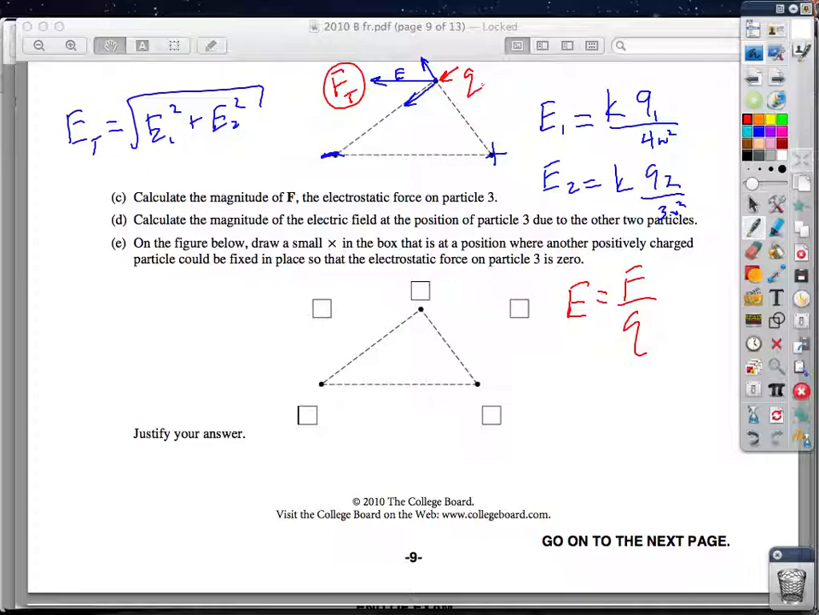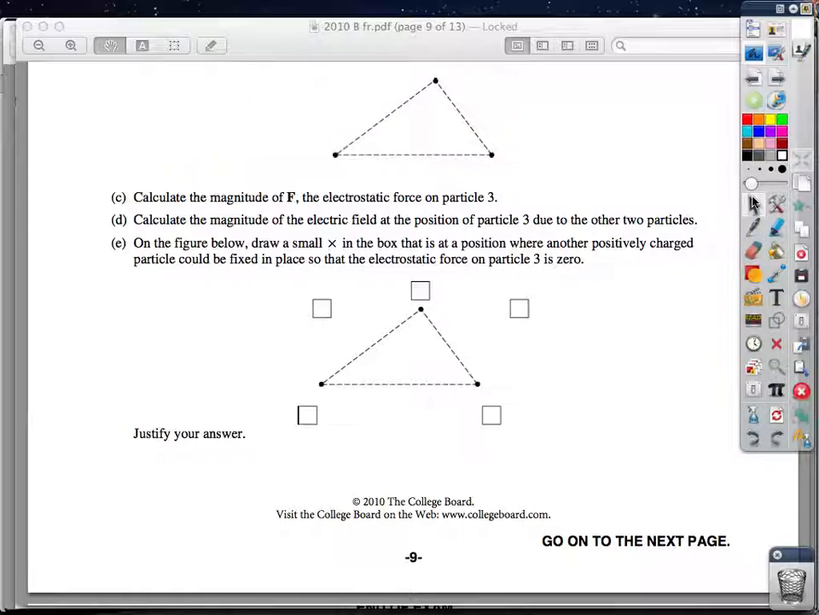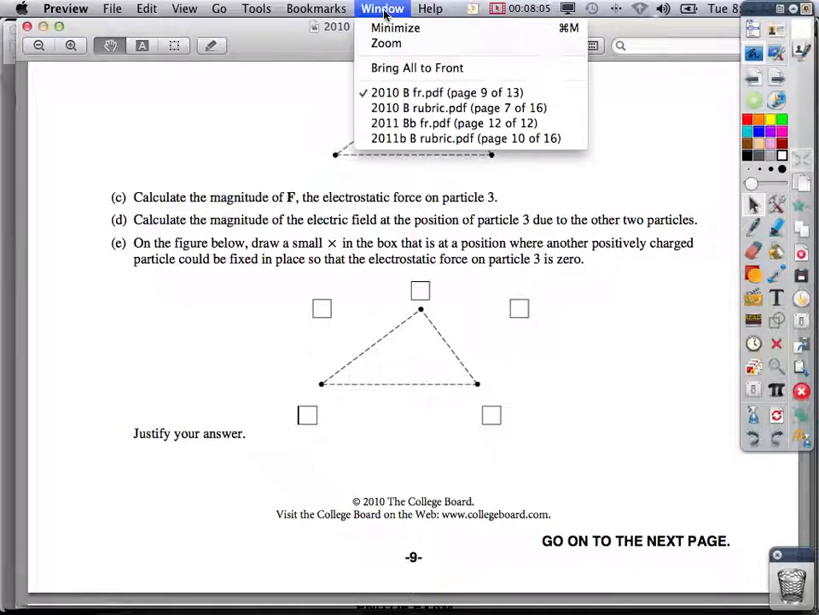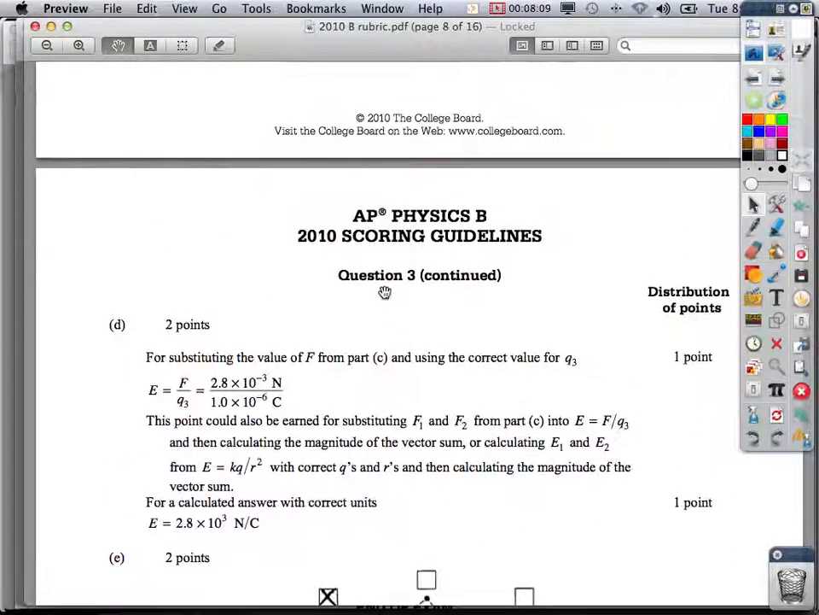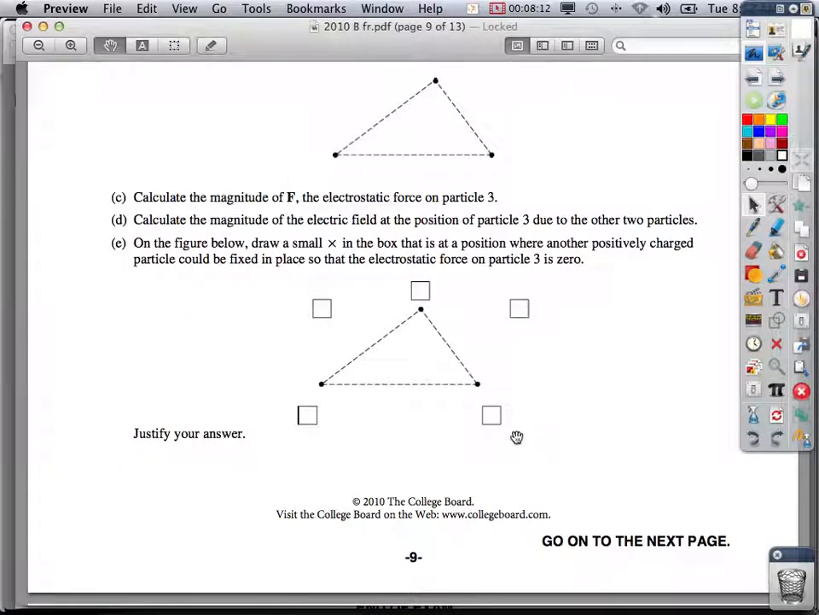Oh yeah, that makes life easy, right? You're right. I think that was 1 times 10 to the minus 6. Cool. That makes life easy. Alright, so we're good there. Yeah, so we can switch and take a look, see if that's right. Yeah, there you go. Just take E is F over Q. Life is good.